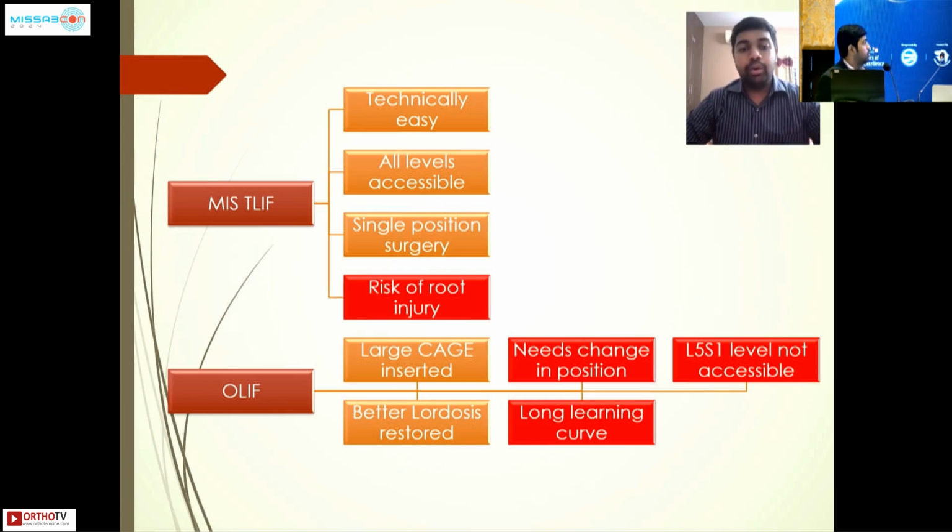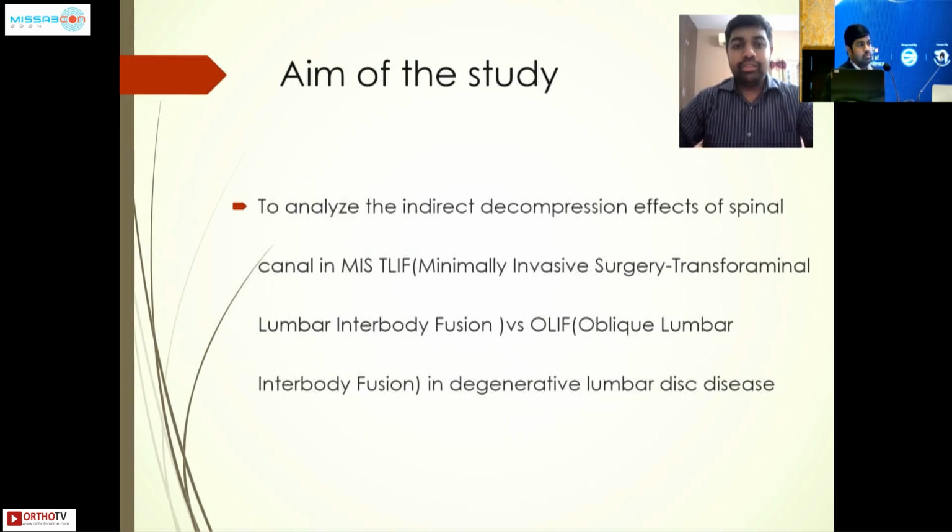Hence, we do a modified OLIF procedure where we insert OLIF and put anterolateral screws in the same position in a single sitting. The aim of our study is to analyze the indirect decompression effects on the spinal canal in MIS-TLIF versus OLIF in degenerative lumbar disc disease.